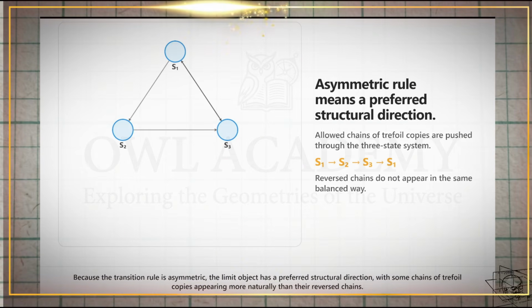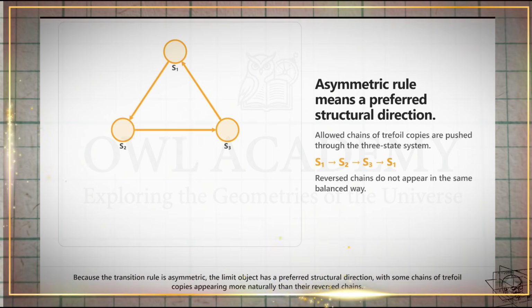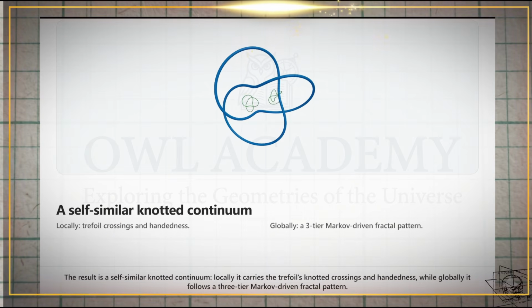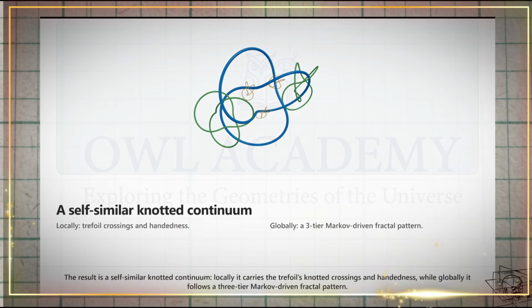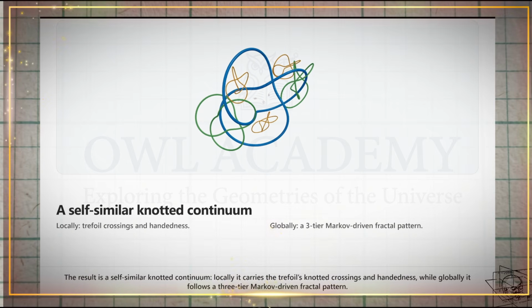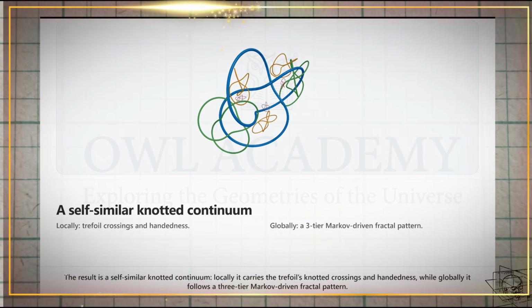Because the transition rule is asymmetric, the limit object has a preferred structural direction, with some chains of trefoil copies appearing more naturally than their reversed chains. The result is a self-similar knotted continuum. Locally, it carries the trefoils, knotted crossings, and handedness, while globally it follows a three-tier Markov-driven fractal pattern.